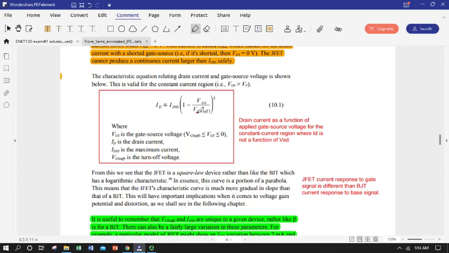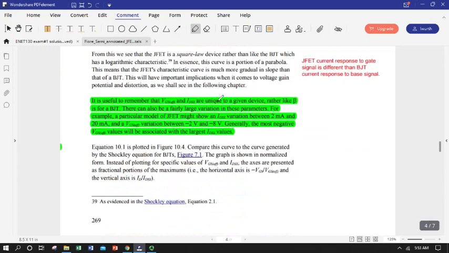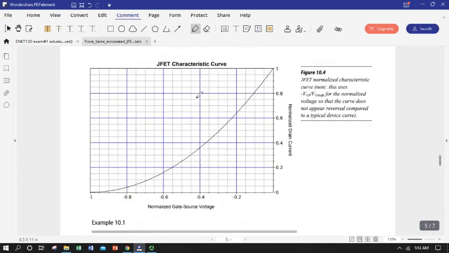So I get this term from my spec sheet, I get that term from my spec sheet, I decide what I want here, and I can solve for this term and say, here's how much gate to source voltage I need to apply to get that much current that I might want, and vice versa. Okay. And we can normalize that parabola to an expression for any gate to source voltage.